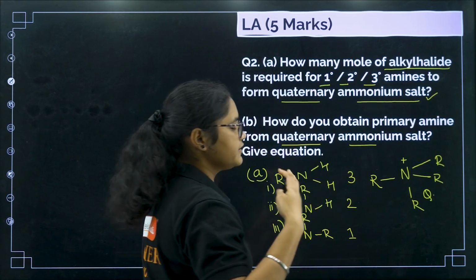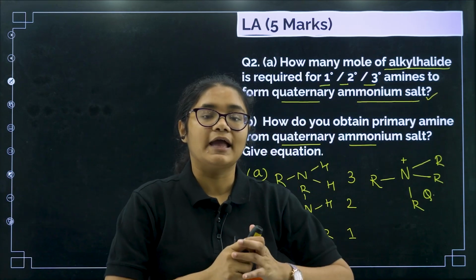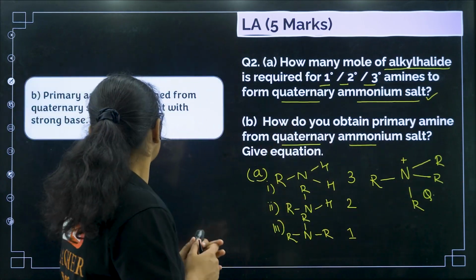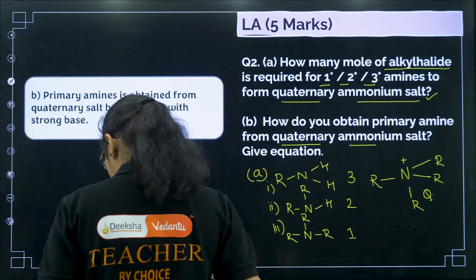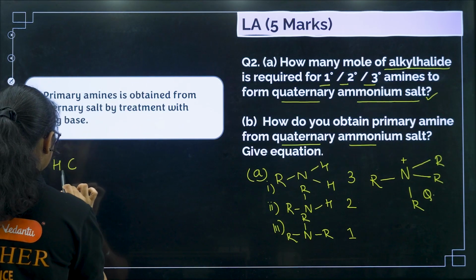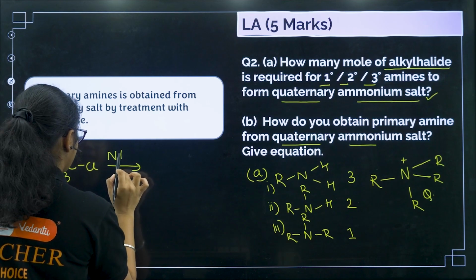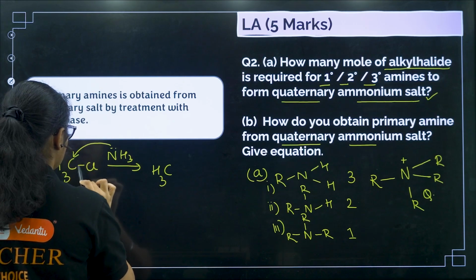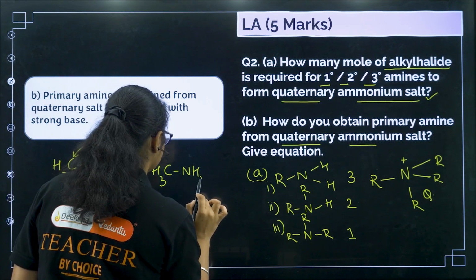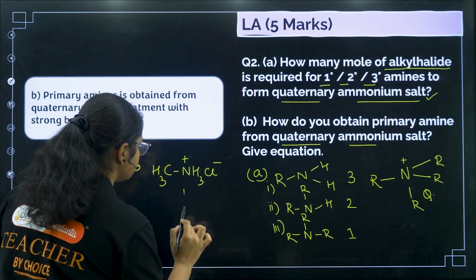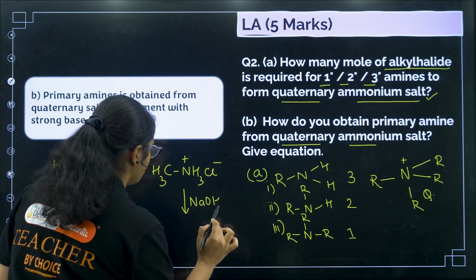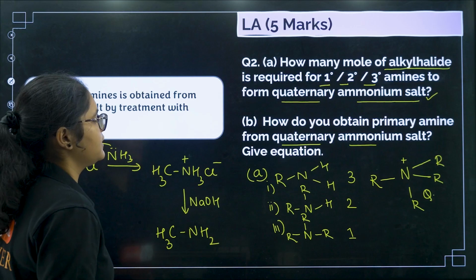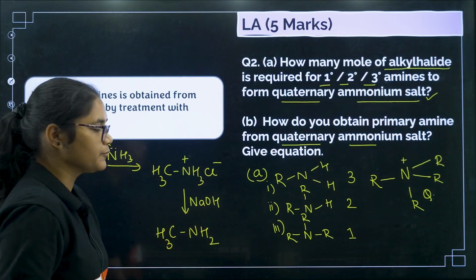Give equations. So just now we have discussed the primary amines, okay, the quaternary ammonium salt reacts with NaOH to give you primary amines, okay. So primary amine is obtained from quaternary salt by treating with strong base. So we can take an example like CH3Cl. If you treat it with NH3, we get here CH3NH3+ Cl-, and once you treat this one with NaOH, okay, we get here CH3NH2, okay, that is your primary amine. So option answer number B is done, okay.